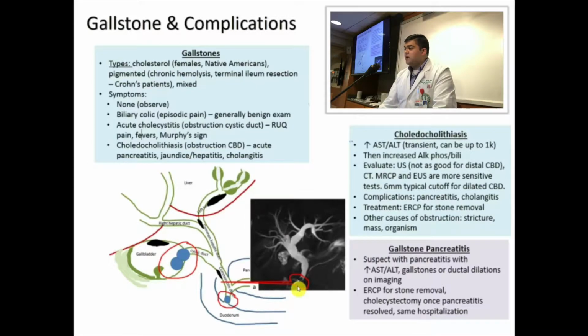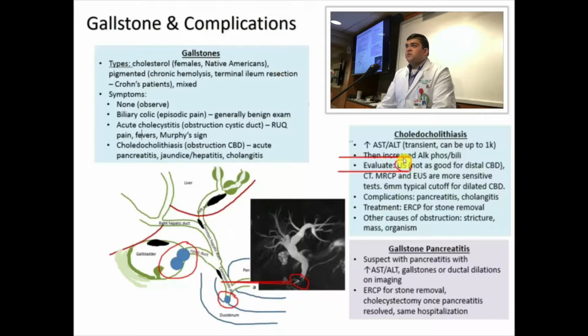To evaluate, initially you're going to get an ultrasound. However, this isn't as good for a distal CBD, like the one we have as an example. CT can sometimes pick up on it, but again, isn't as good. Ultrasound is usually the first imaging modality that you'll use. Then you can go into MRCP, and if someone is down in there, they may also employ EUS to take a look at it. They're definitely more sensitive for seeing these stones, especially in the distal CBD.